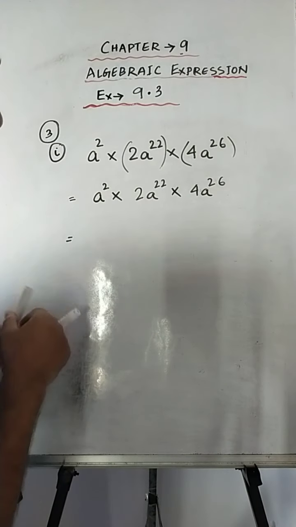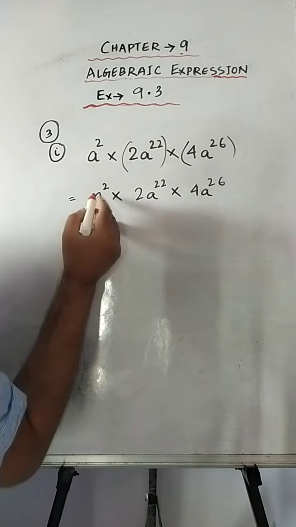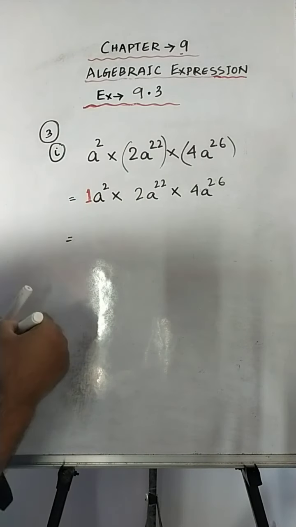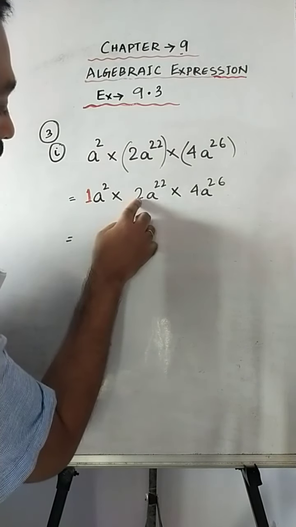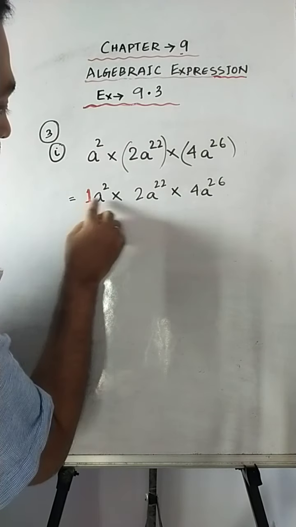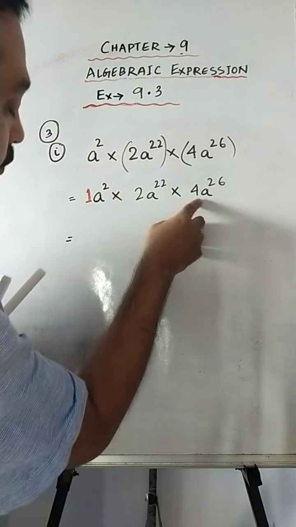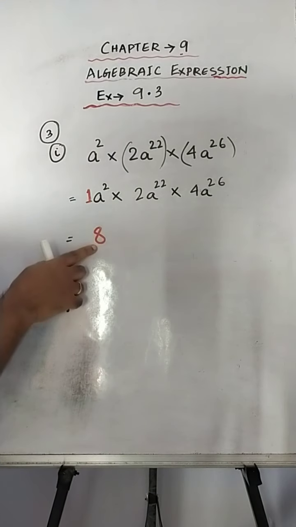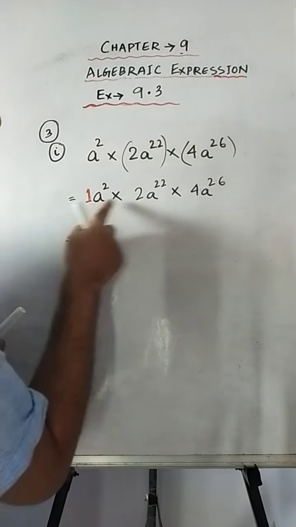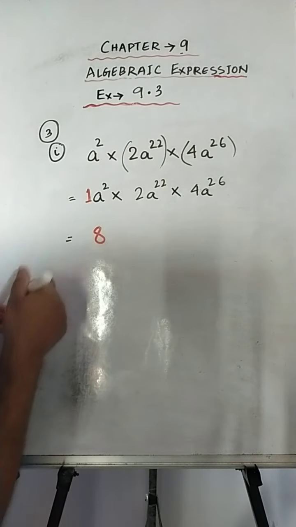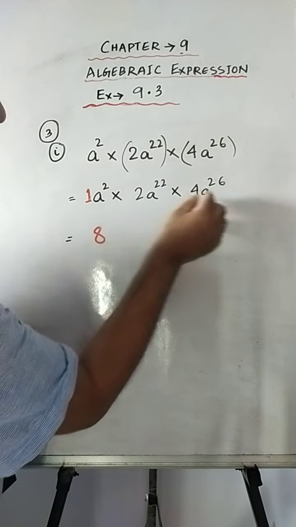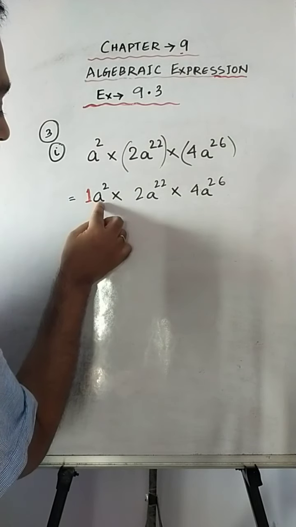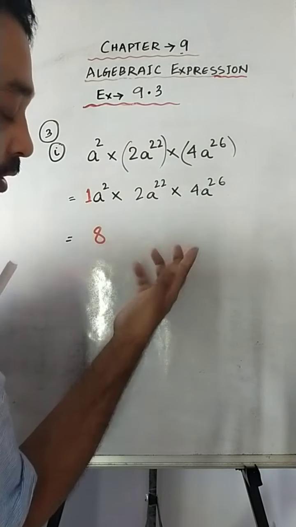Now the next thing we have to multiply is the numbers. This a square variable has 1 as a numerical coefficient. So now you have to multiply 1, 2 and 4. That is 1 into 2 is 2, 2 into 4 is 8. So this is the product of all the numbers. Now you have to multiply all the variables. In all the terms we have a as a variable, so the bases are the same.